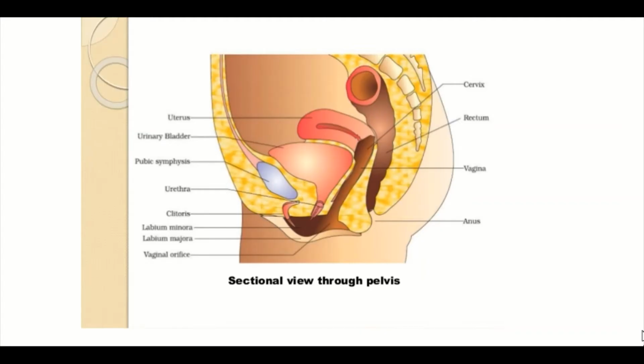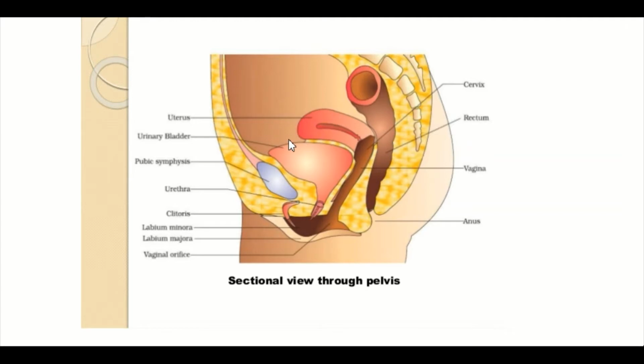So in this lesson, we are going to be looking at the female reproductive system. And then lastly, we'll also look at the menstrual cycle of the females. So right here in front of your screen right now is the sectional view of all the organs that are involved in the female reproductive system.